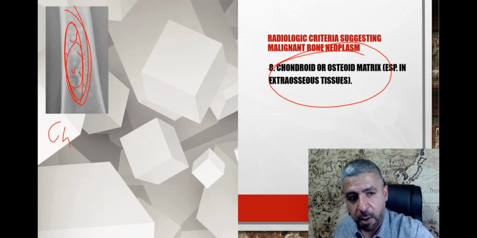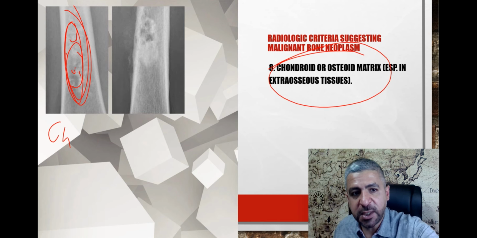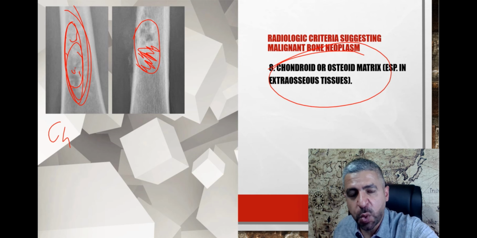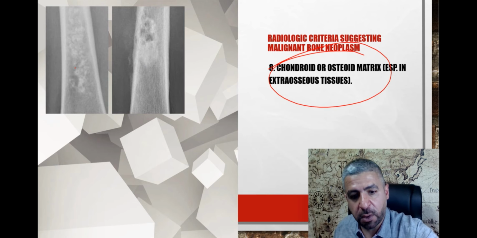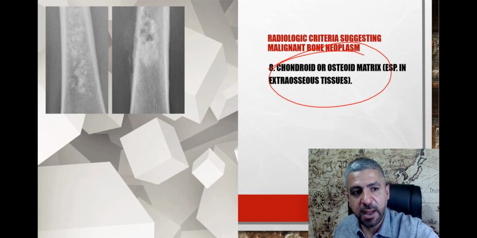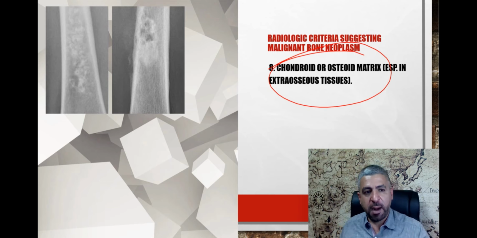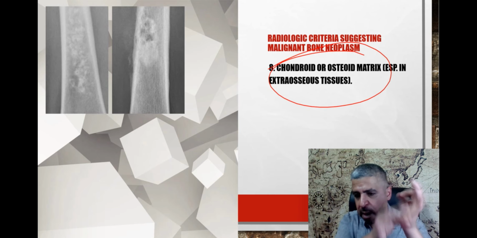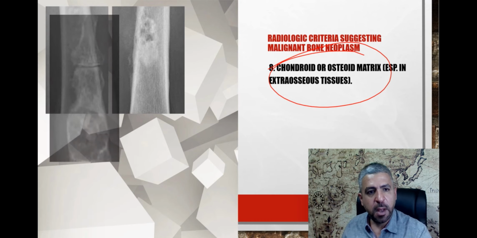Okay, now this is what we call osteoid matrix. You see, it's just painting with white color. There is a white fluffy color. This is osteoid matrix. This is what we call chondroid matrix, and this is what we call osteoid matrix. So you have to memorize them. Osteoid is like fluffy, whitish, cottony color, while the chondroid is like rings and arcs and dots. Okay, so now let's see here.